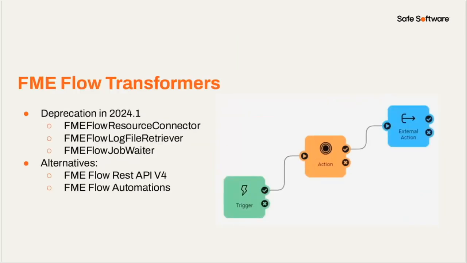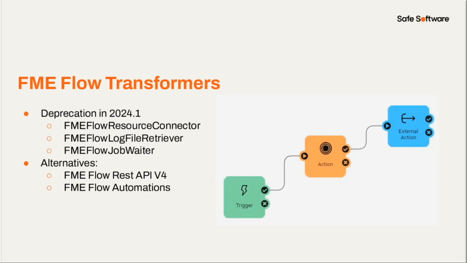Looking ahead, there are a number of FME Flow transformers that are planned for deprecation in the 2024.1 release. This would include the FME Flow resource connector, FME Flow log file retriever, and FME Flow job waiter. They will be deprecated in 2024.1. However, if you are currently using these in your workspaces and workflows, they will still work and continue to work for the foreseeable future.